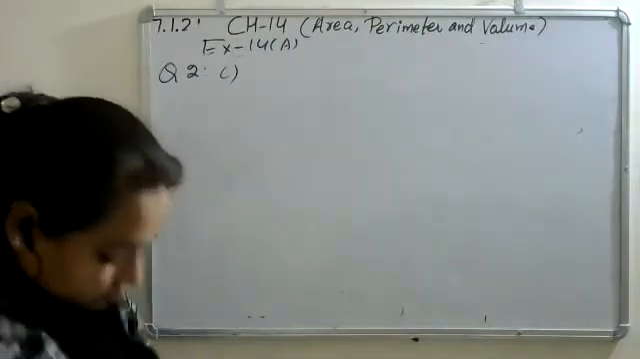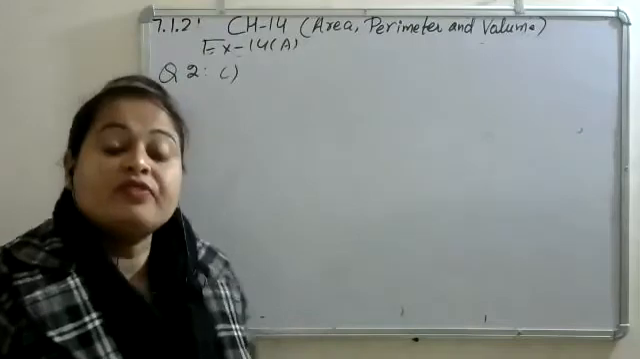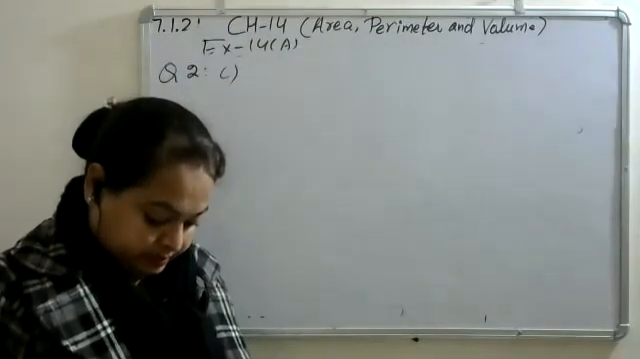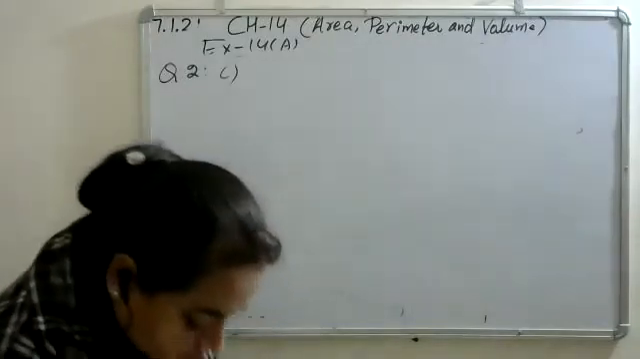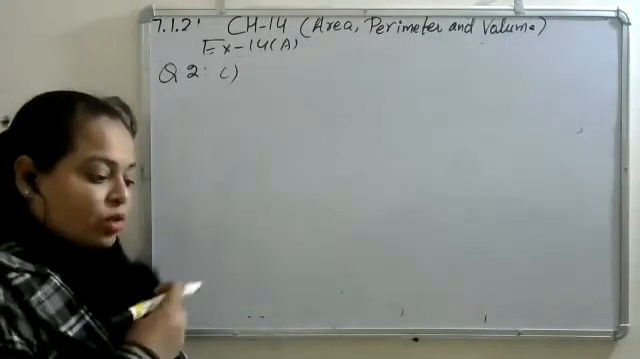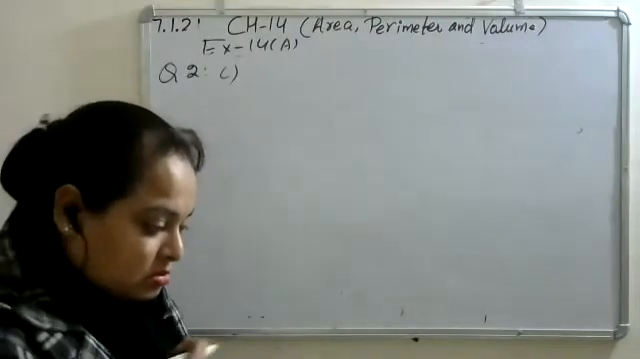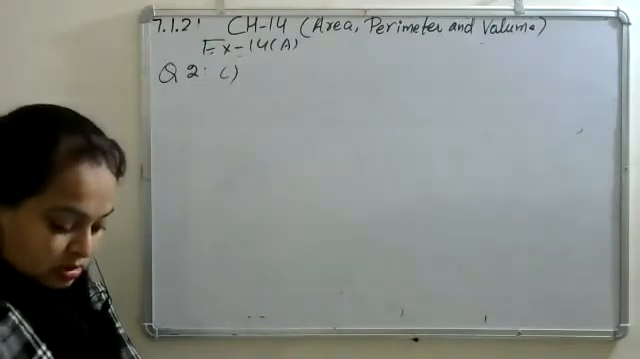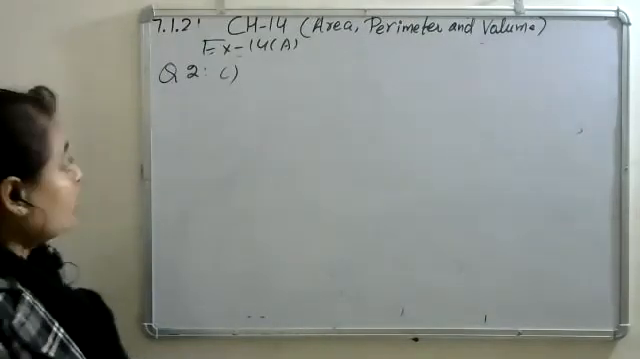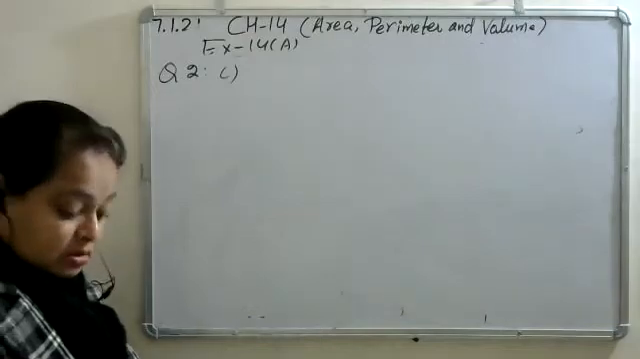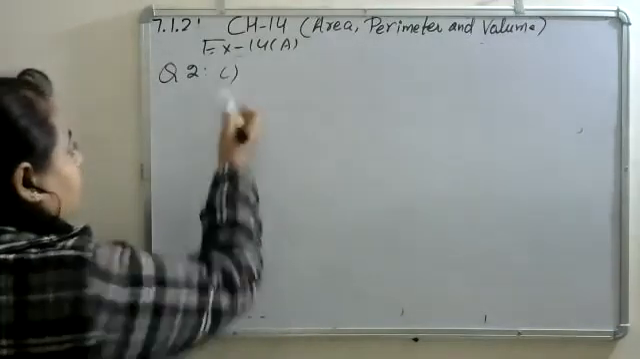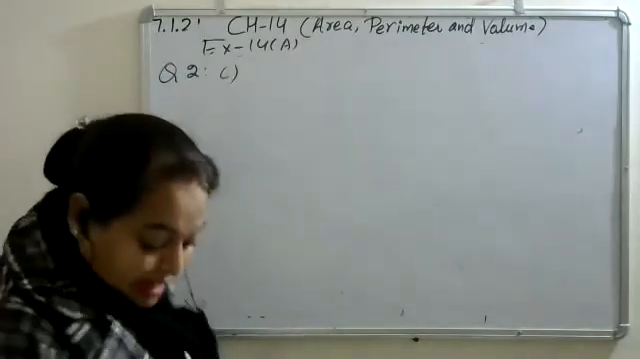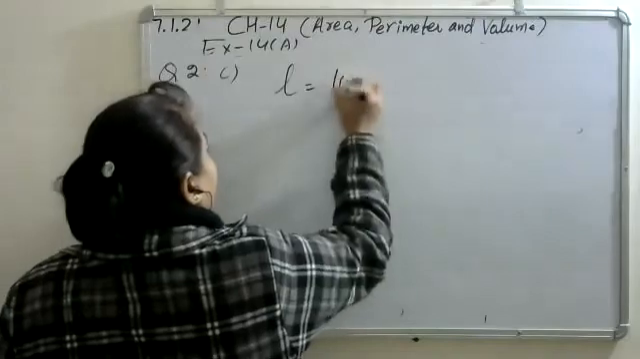First we... What is the first step? Length is equal to... Beta, your voice is not coming. Length is equal to 11 meter. I am talking about C part, not B part. C part. Length is equal to 10 meter.